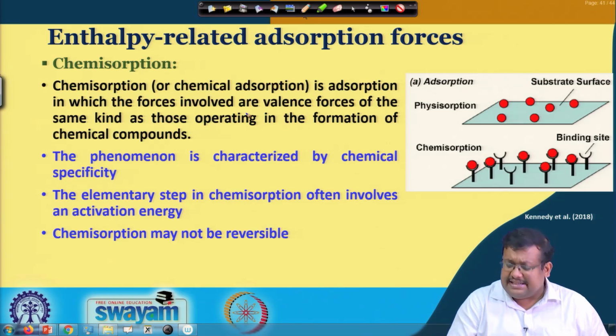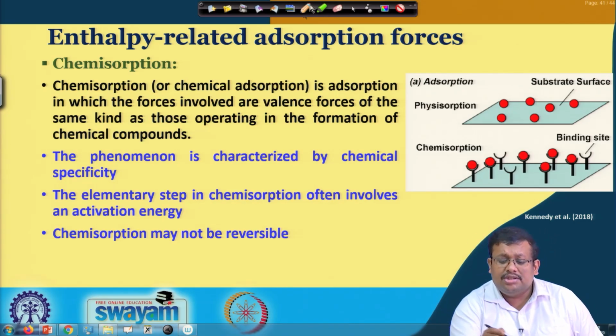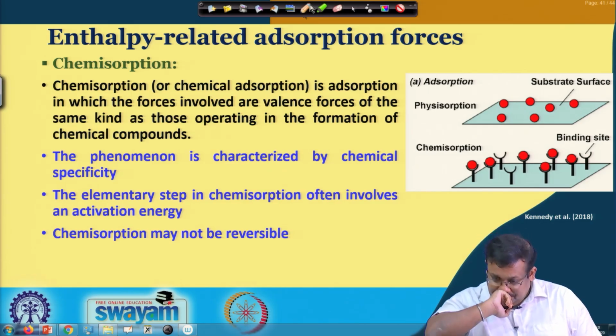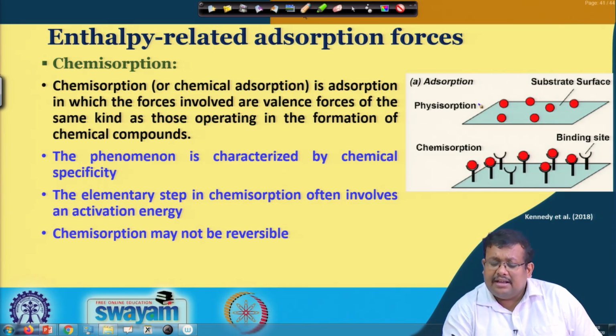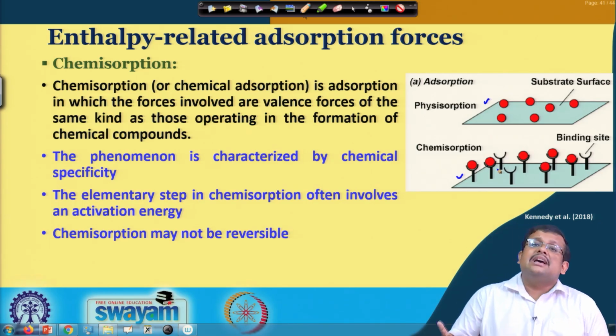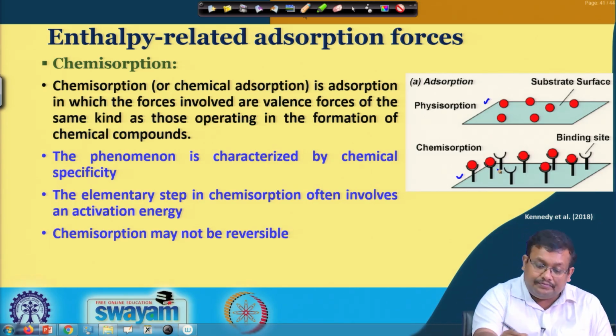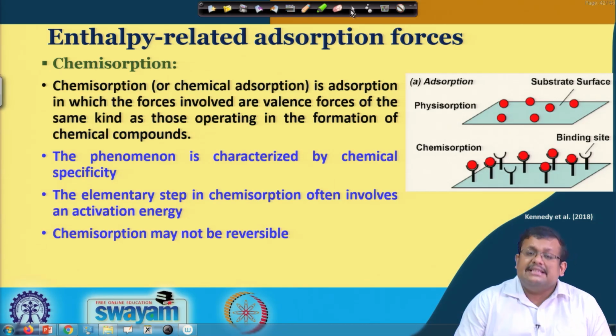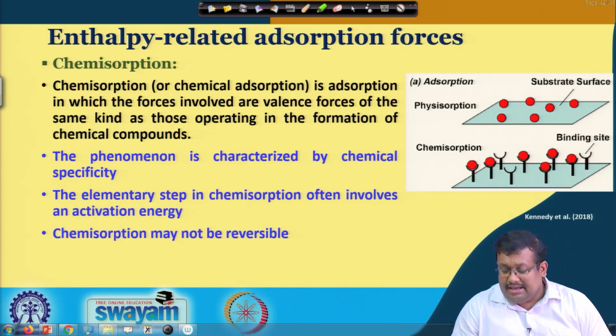As far as the specificity is concerned, this picture shows it more clearly. There are two examples here, physisorption and chemisorption. In the case of physisorption, we cannot see any specific binding site. However, in the case of chemisorption, on the substrate surface we can see a specific binding site to which the solutes get attached. So, this is an example of the specificity of chemisorption.